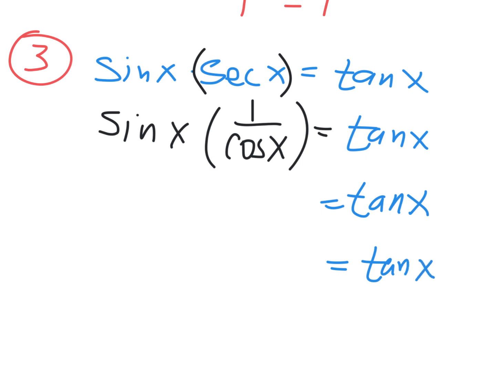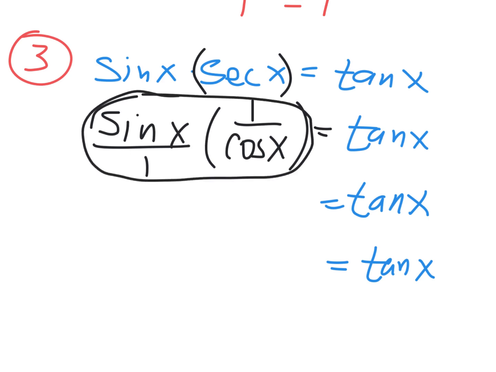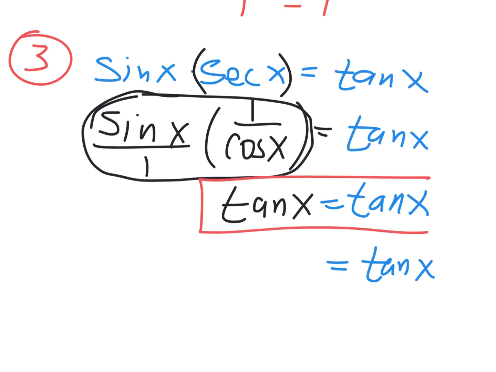And now, these two together, I can put this over this. That would allow you to skip the part where you write it as sine over cosine, because can you see this is going to turn into sine over cosine? And I know that that is tangent. And there, I'm done before I even got to my last line there.